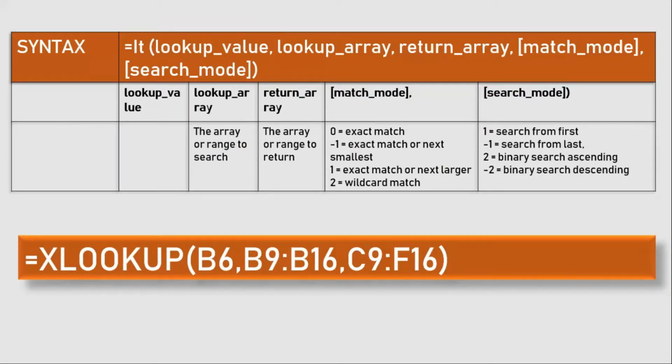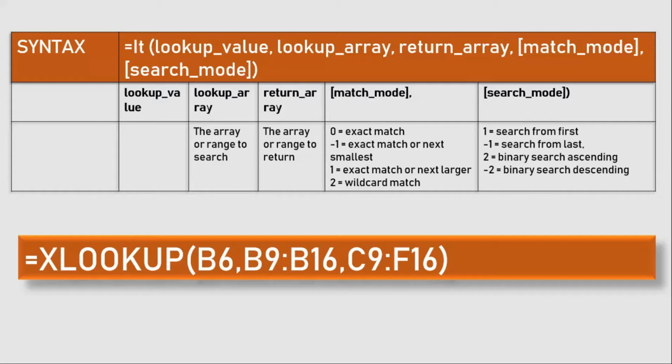Let's look into the syntax. The syntax is the lookup value, that is the value which you are looking for. The lookup array, an array or a range to search, and a return array, again the array or range of return values. And then we have match mode. So how do you want to match? Do you want to match it as 0? That's an exact match. If you assign -1, it will do an exact match or the next smallest match. If you assign 1, it will give you the exact match or the next larger value. We can do the wildcard match as well by assigning the value 2.